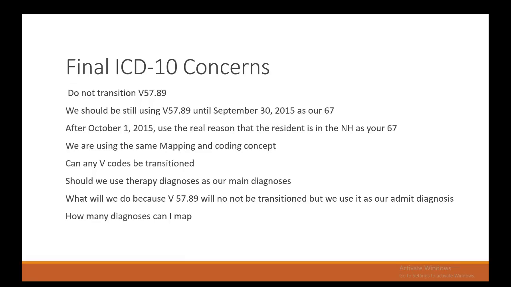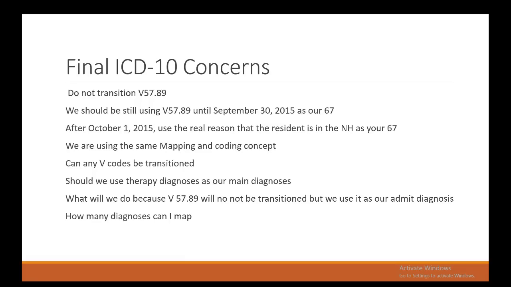Some of the concerns that I've been hearing concerning ICD-10 transitioning of V57.89. We should still be using V57.89 until September 30th, 2015. That's the last day to use it. After October 1st of 2015, we're going to be using the real reason that the patient is in the nursing home as our 67. We're going to be doing the same mapping and coding concept.